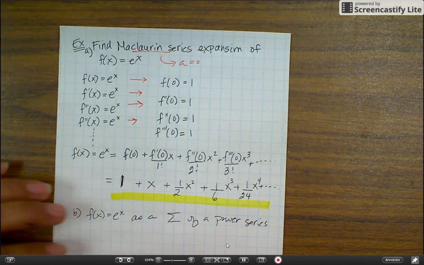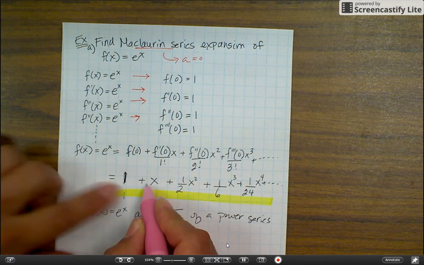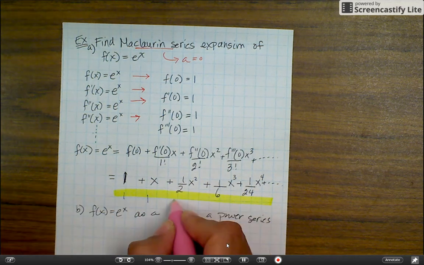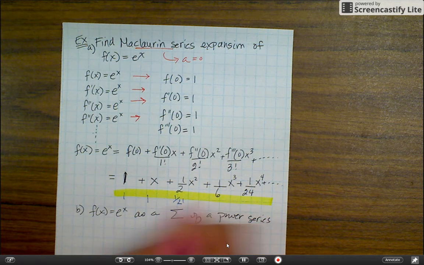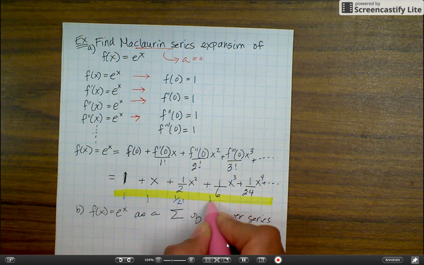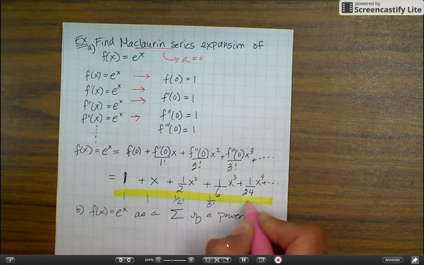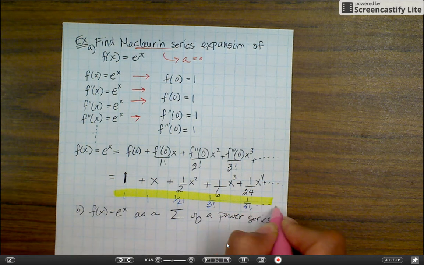So what do I do? Okay, well, this is 1. This coefficient is 1 also. This coefficient is 1/2. This is 1/6. But this is 2 factorial. This is 1 over 3 factorial. This is 1 over 4 factorial, and so on and so forth.